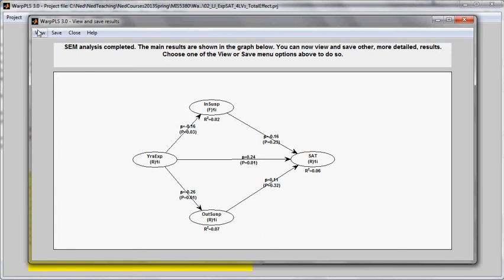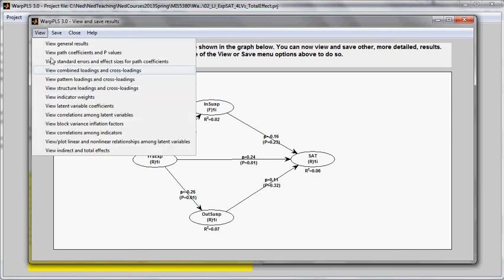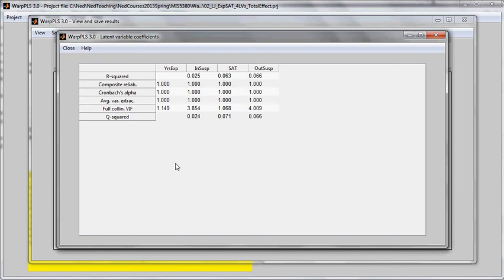And what I should look for here are potential problems in the model. One of them would be collinearity, which I can check by going to the View Latent Variable Coefficients window. And I would expect numbers ideally lower than 5 here, and no greater than 10. So they're lower than 5, so that doesn't seem to be a problem.